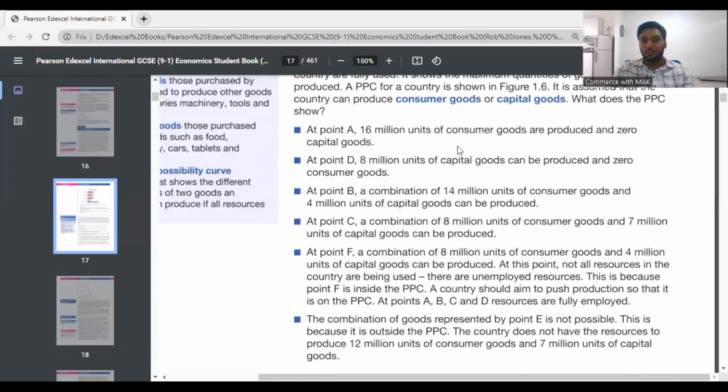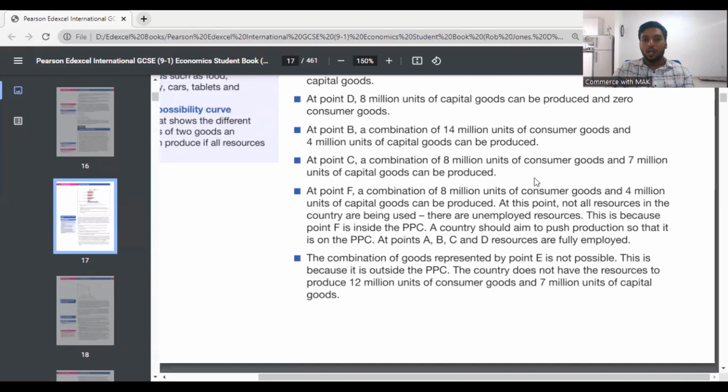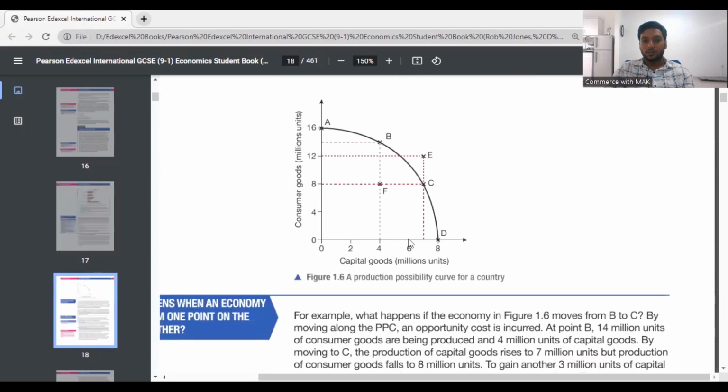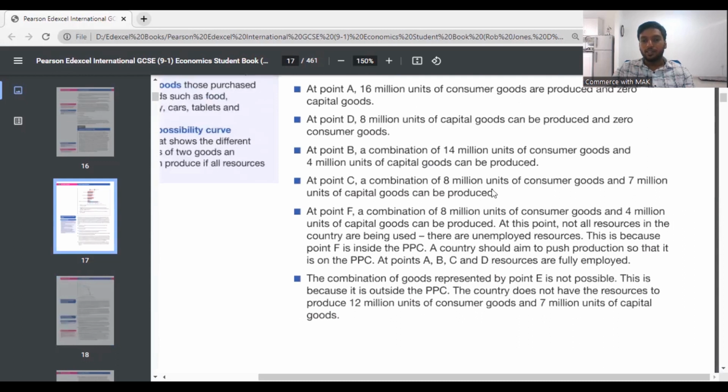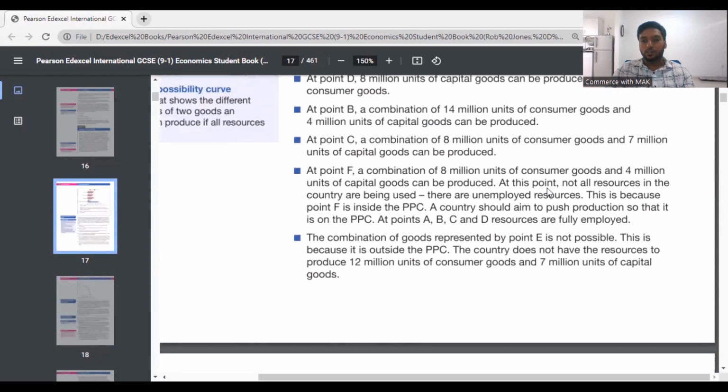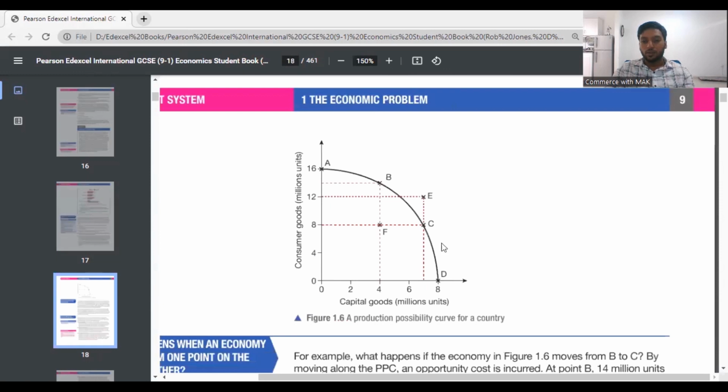At point A, 16 million units of consumer goods are produced at zero capital goods. At point D, 8 million units of capital goods can be produced at zero consumer goods. At point B, a combination of 40 million units of consumer goods and 4 million units of capital goods can be produced. So these things are shown here, you can see. And then at point C, a combination of 8 million units of consumer goods and 7 million units of capital goods can be produced.